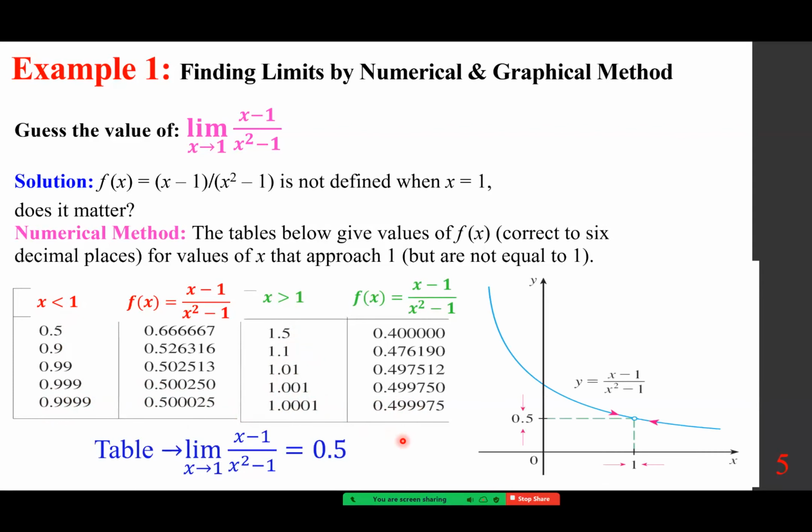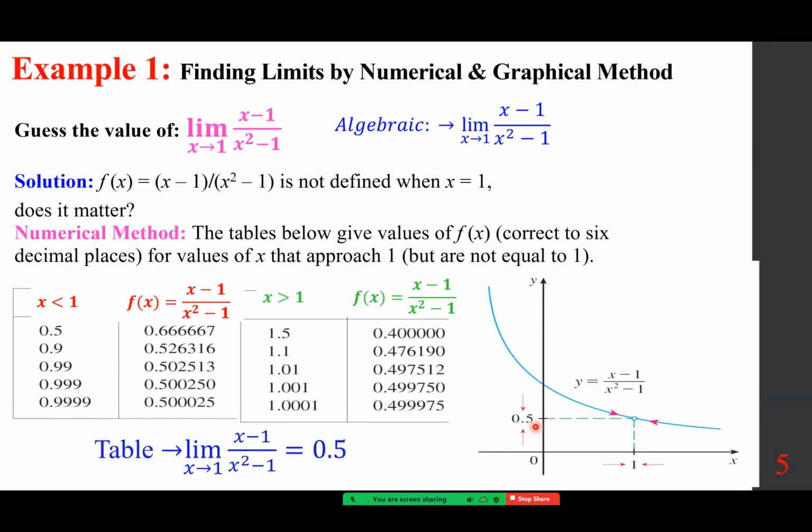If we were to graph this, it becomes a rational function with a hole at x equals 1. And at this point, notice when we come to 1 from the left, from the right, here's from the left, here's from the right, here's from the bottom, here's the top, and we get to 0.5 or 1/2. However, the best approach would be the algebraic approach.